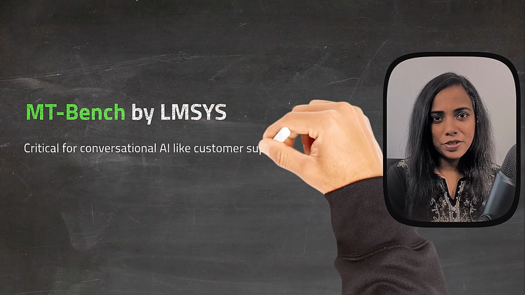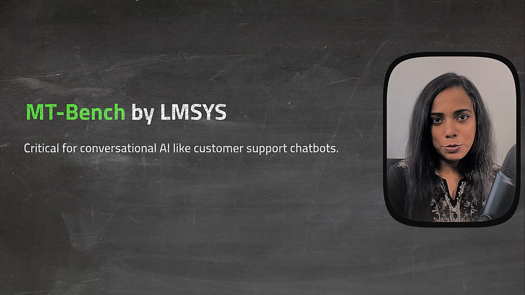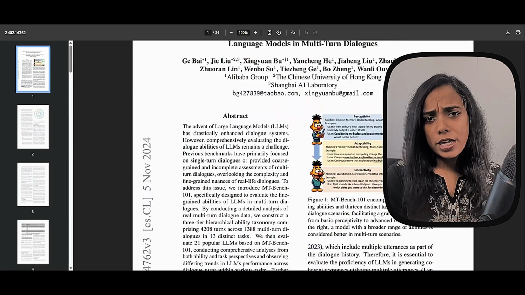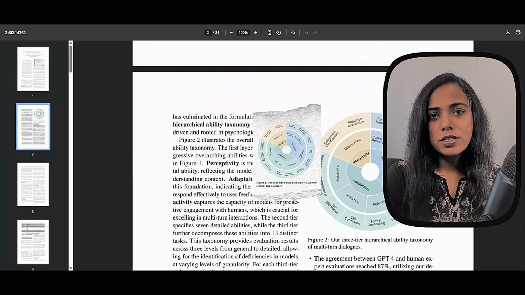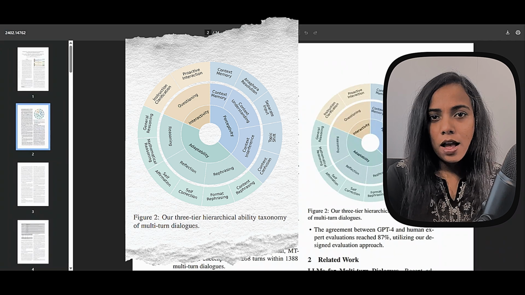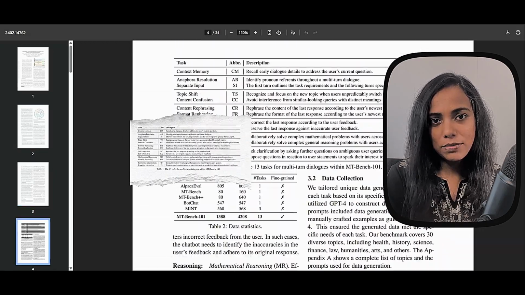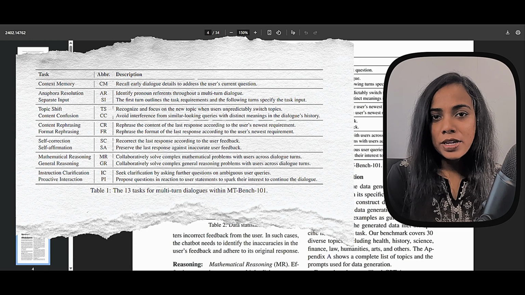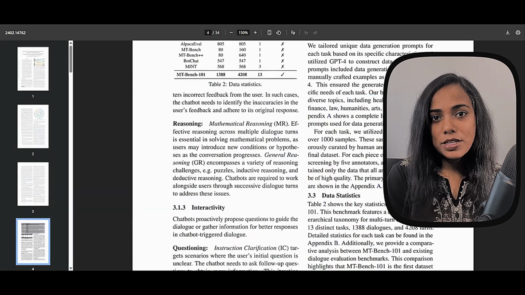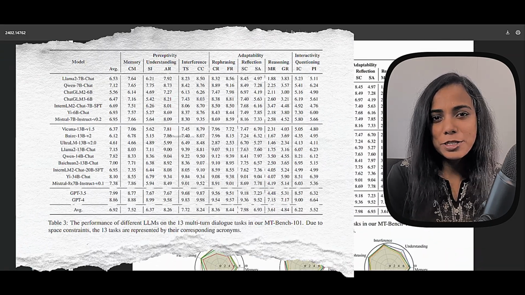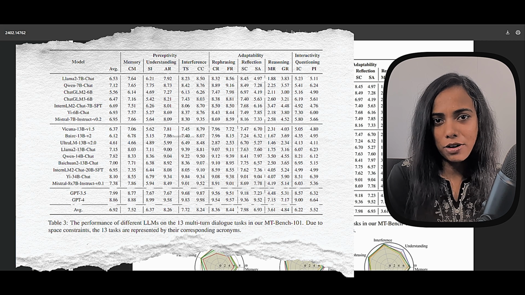Let's talk about the second metric, which is multi-turn benchmark, MT-bench. Unlike HELM, which evaluates many broad capabilities, MT-bench focuses on one specific thing: how well a language model handles conversations. It's designed by LMSYS, the team that's behind the Chatbot Arena, and it evaluates LLMs across multi-turn chat interactions, just like the conversations you would expect from ChatGPT, Gemini, or Claude.